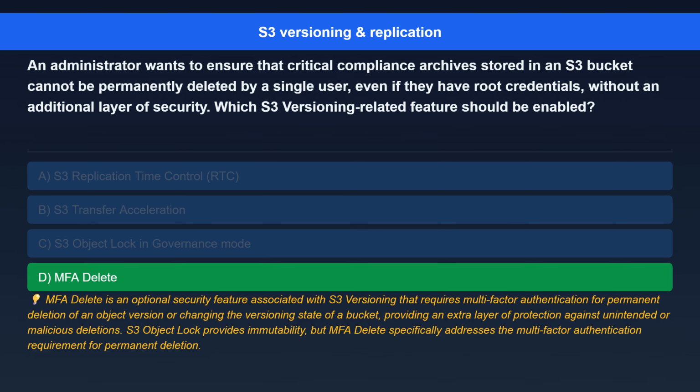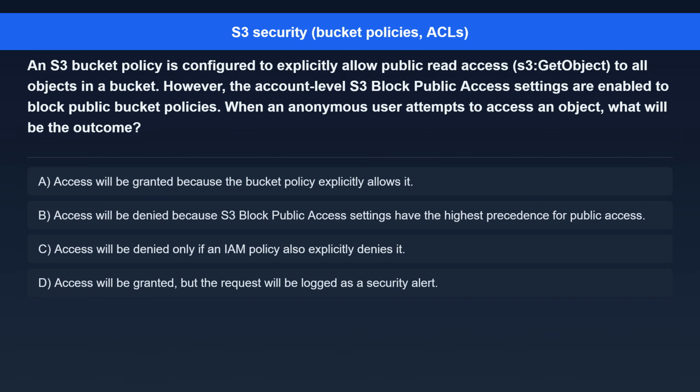The correct answer is MFA Delete. Here's the explanation. MFA Delete is an optional security feature associated with S3 versioning that requires multi-factor authentication for permanent deletion of an object version or changing the versioning state of a bucket, providing an extra layer of protection against unintended or malicious deletions. S3 Object Lock provides immutability, but MFA Delete specifically addresses the multi-factor authentication requirement for permanent deletion.